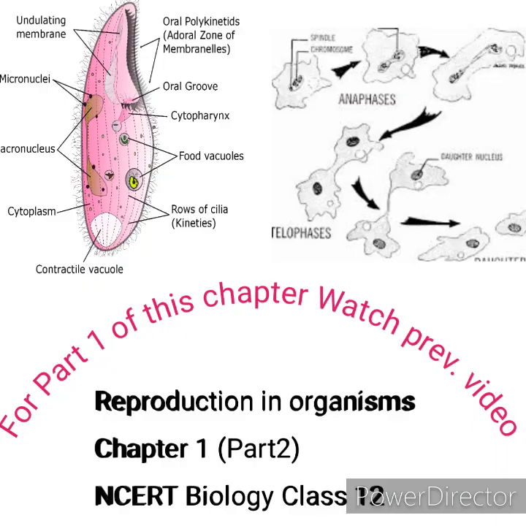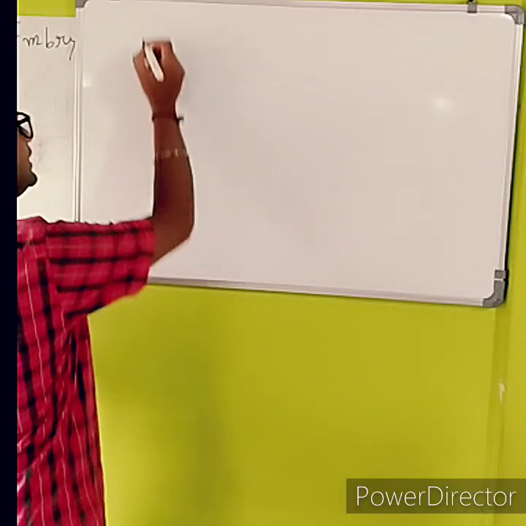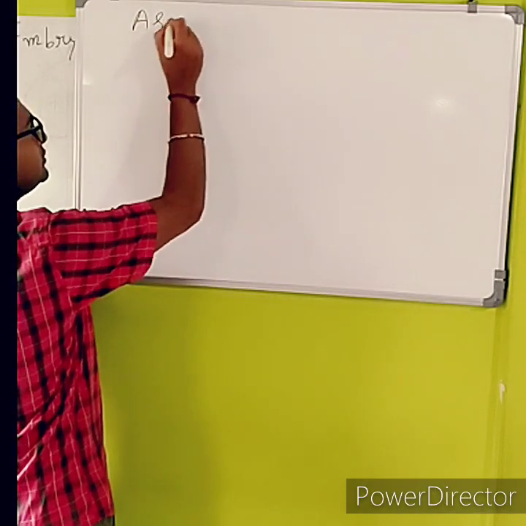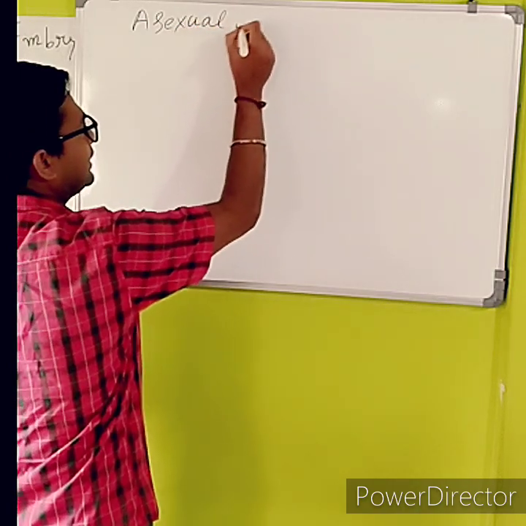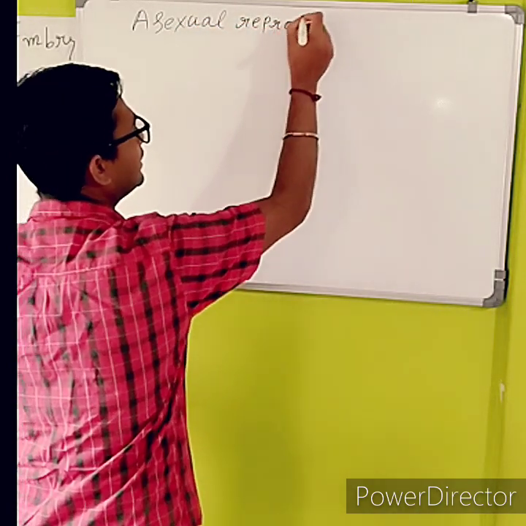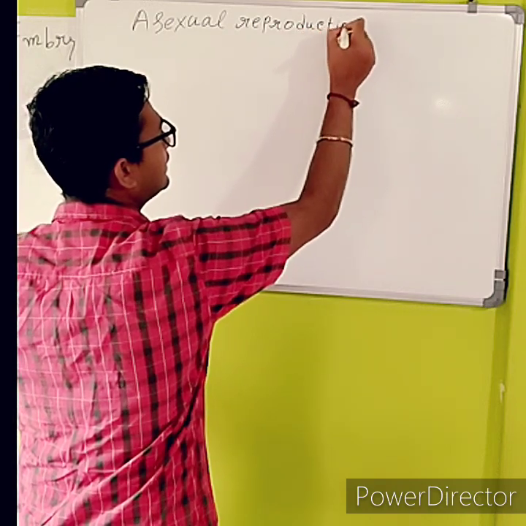In my last class, I discussed with you your first NCERT biology chapter for class 12, that is reproduction in organisms, and today I am going to discuss the remaining points of that particular chapter. In this video I am also going to prepare some questions for you, so keep watching this video till the end. First of all, we are going to discuss the various modes of asexual reproduction found in living organisms.